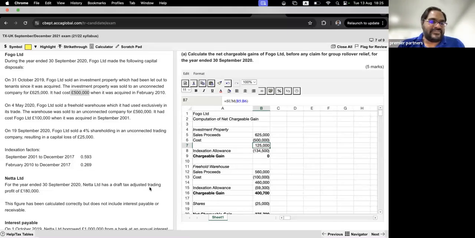Then the indexation factor from February 2010 would be 0.269. I applied that 0.269 on 500,000, which leads to an indexation allowance of 134,500. Now, if I grant this entire amount, I will end up with a refund, 9,500. HMRC has to pay me. Can indexation allowance create a refund? Is it possible? Can an indexation allowance create a refund?